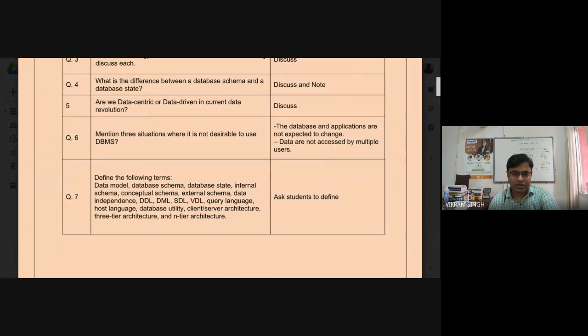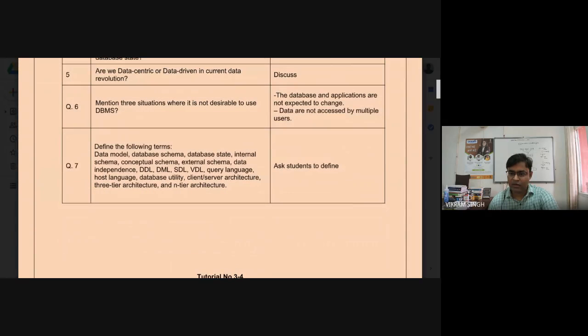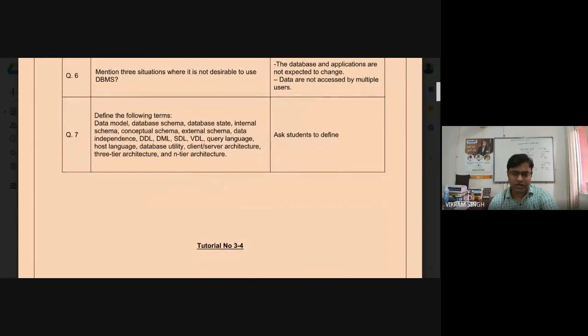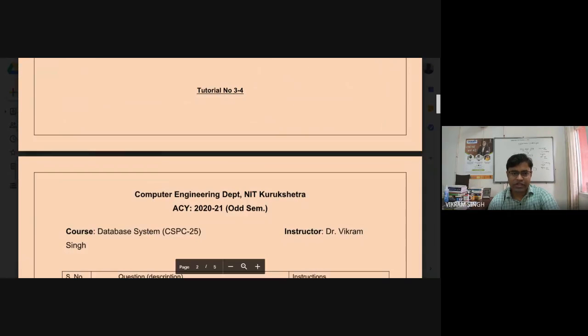So this is something important. Question number 6. Mention 3 situations where a database or DBMS is not suggested to be a good option. You can search it at ease. There are different options. Now let's go to daily sheet 3-4.